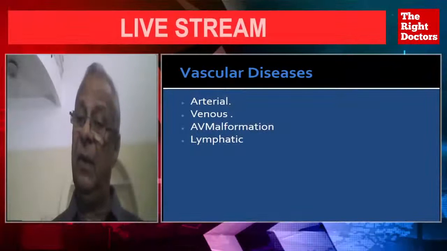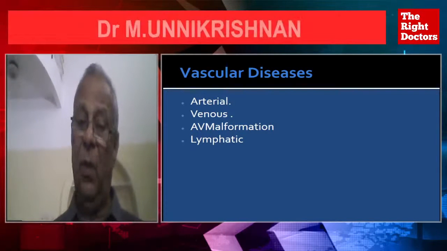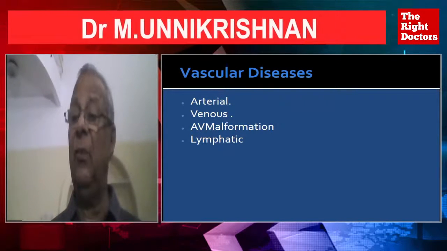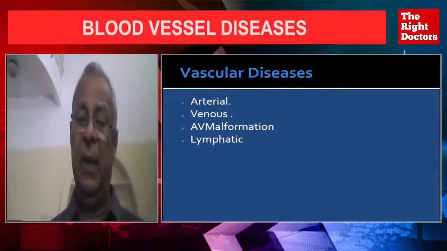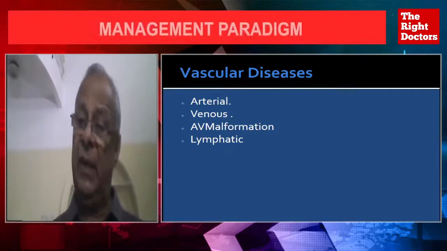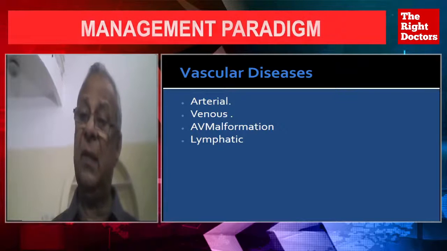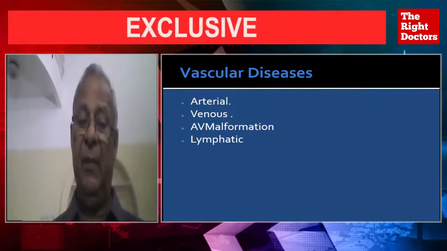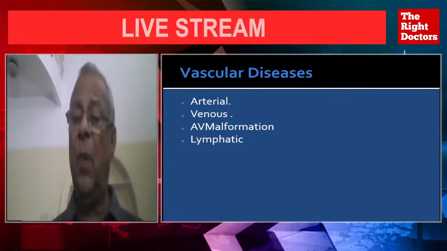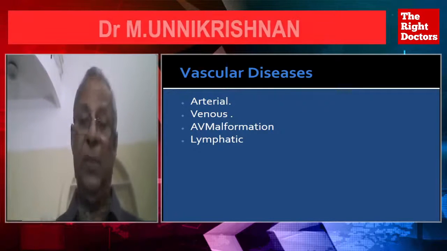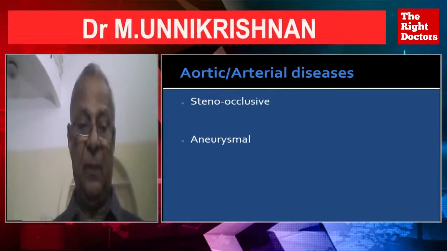Now, again, vessels are arterial, venous, AV malformation, that is a combination of arterial and venous, and lymphatic. But predominantly, it's arterial disease and aortic diseases, whereas venous disease is next in line, and AV malformation and lymphatics form a small percentage of problems in front of the vascular surgeons.